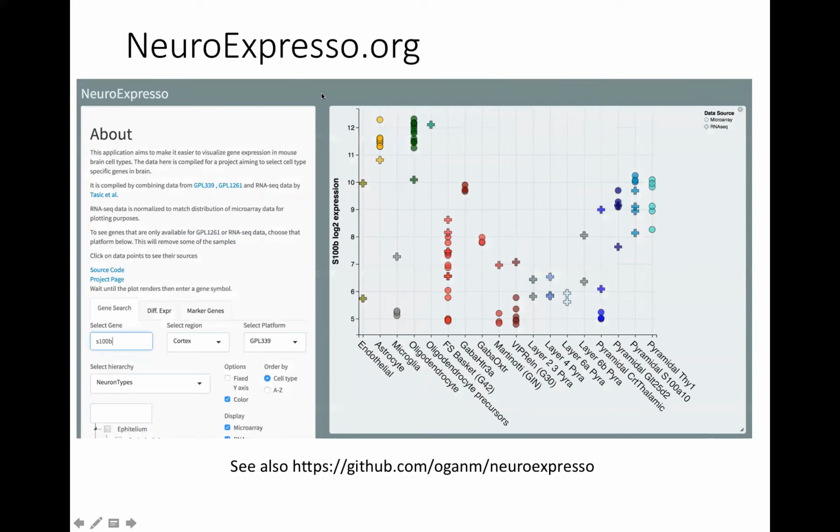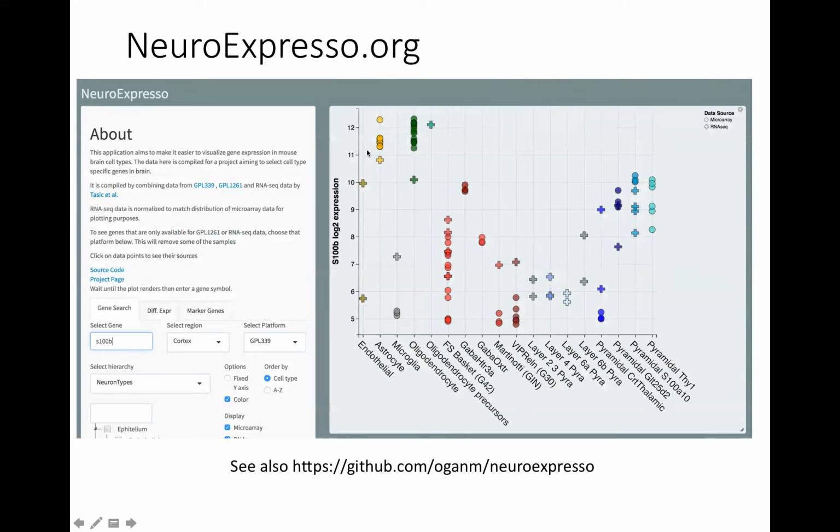It's really a fairly straightforward presentation of the assembled data. So again, we've aggregated data across many different studies and put it here so you can search for it. You can search for a gene. You can constrain this to be one region. So here I've selected cortex.